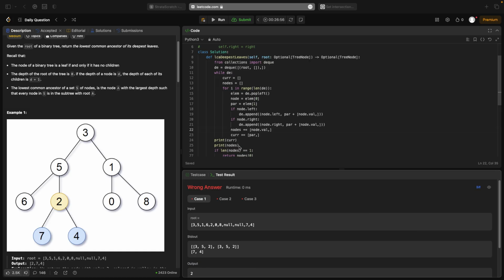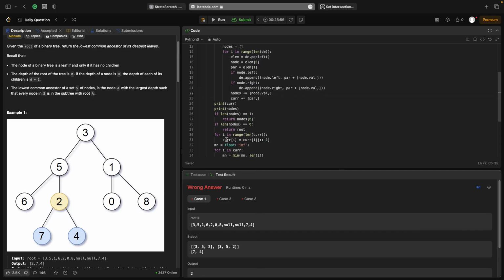As an example, I printed out current and nodes. I used .val here so it's easier to see. We can see that the two leaves at the lowest level are going to be 7 and 4, and the parents of these two are going to be 3, 5, 2, and 3, 5, 2 as well, right? This is similar for the other cases.